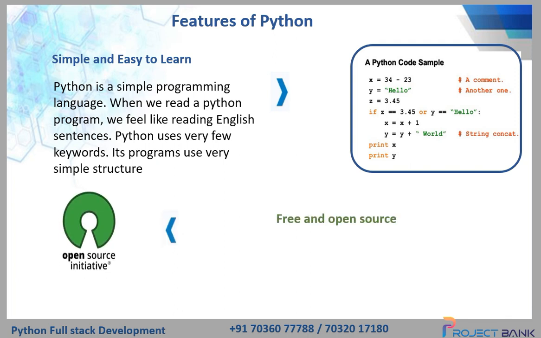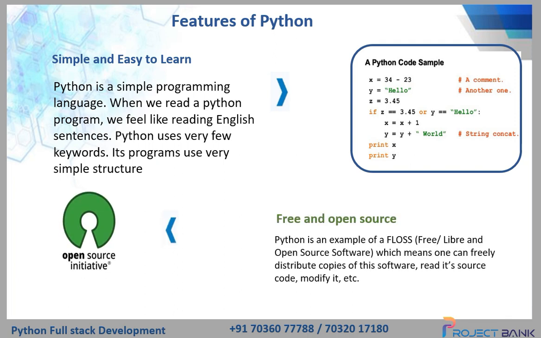And the next feature is that it is open source. Python is an example of FLOSS, free libre and open source software, which means one can freely distribute copies of the software and read its source code, and people can modify it. And if you want, you can contribute some kind of algorithms or whatever you want to introduce.